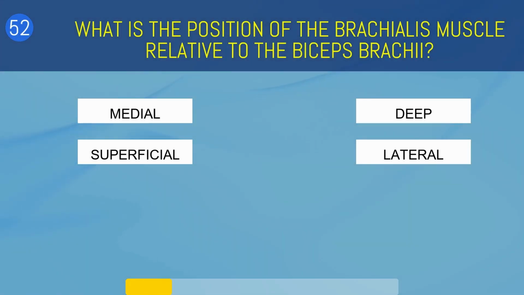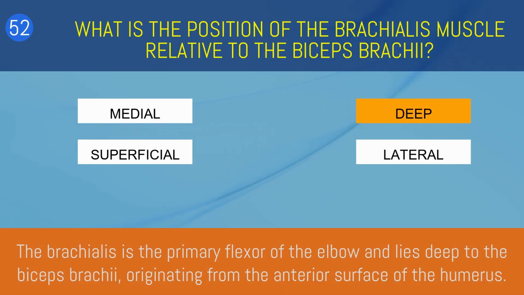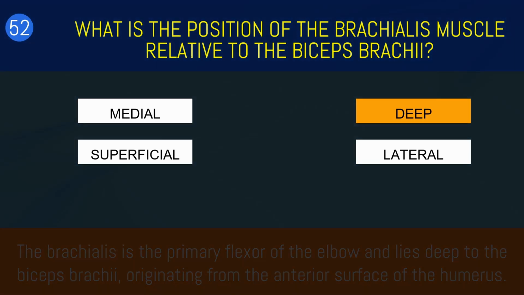What is the position of the brachialis muscle relative to the biceps brachii? Medial, superficial, deep, or lateral? Deep. The brachialis is the primary flexor of the elbow and lies deep to the biceps brachii, originating from the anterior surface of the humerus.